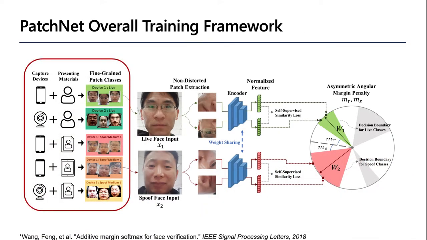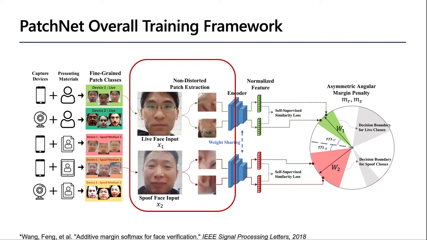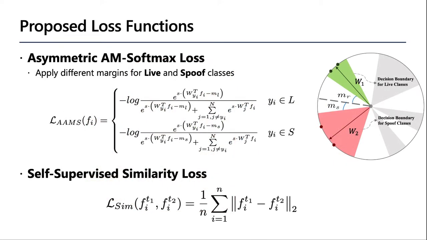In our training framework, each capture or patch type is defined by its capture devices and presenting materials. And then for each training sample, we crop 2 patches at a time with random non-distorted operation to be the model input. The network is trained with multi-class classification objective with the proposed loss functions. We modify the commonly used AM-Softmax loss from face recognition and apply different angular margin from different live and spoof classes to address the asymmetric nature in face anti-spoofing. We also add the self-supervised similarity loss to ensure the consistency between crops from the same capture.